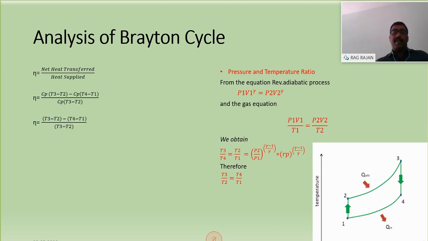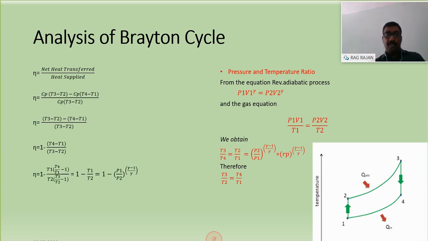Now we can see that Cp is a common factor. We can eliminate it because it is in the numerator and denominator. You will have (T3 minus T2) minus (T4 minus T1), divided by (T3 minus T2). Or, since T3 minus T2 is common for the first term, it is 1 minus (T4 minus T1) divided by (T3 minus T2). In this step, you are taking T1 outside to get some temperature ratios. T4 minus T1 changes to T1 into (T4 by T1 minus 1). Similarly, T3 minus T2 is T2 into (T3 by T2 minus 1). So this is equal to 1 minus T1 by T2.